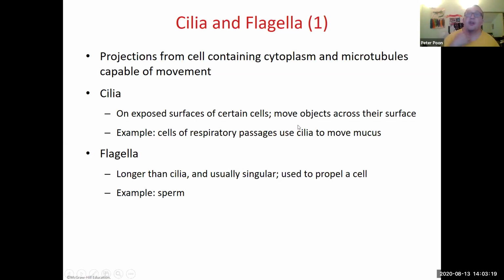I'll use this example right here. When you breathe in, you're not only breathing in air, you're breathing in pollen, you're breathing in hopefully not COVID-19, but a whole bunch of crap in the air. You do not want all that inside your lungs. Some of it will get there anyway, but most of it will not. Most of it will stick to the surface, which is all lined with mucus. That's great, but mucus doesn't do you any good unless you can move it.